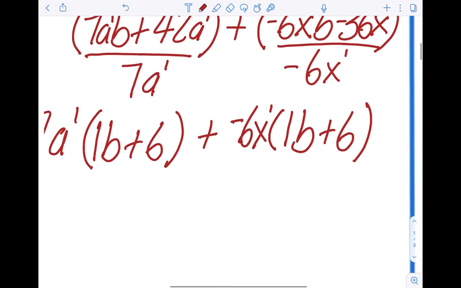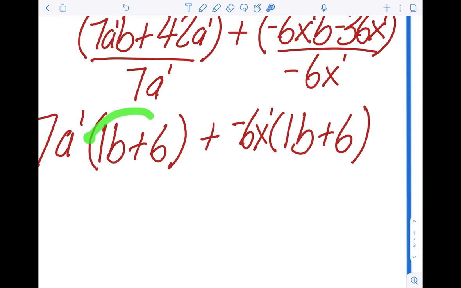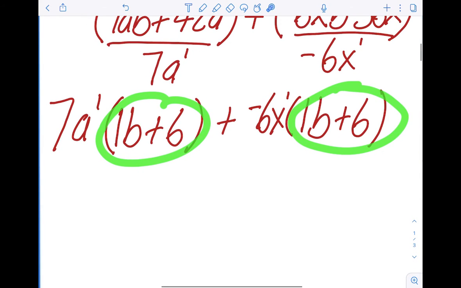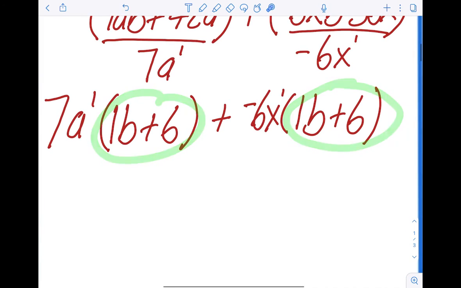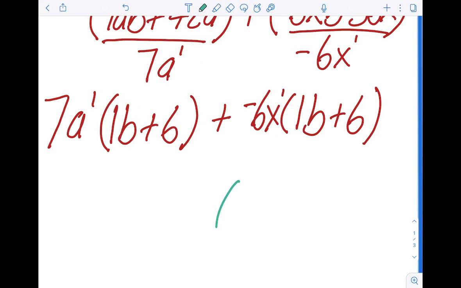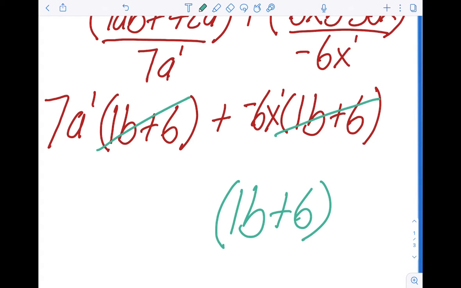And again, look what I notice. 1b plus 6, 1b plus 6. I don't want to have them twice. So I'm just going to write them one time. So I'm going to say 1b plus 6. So I can cross these out because I wrote them one time. Well, what do I have left?